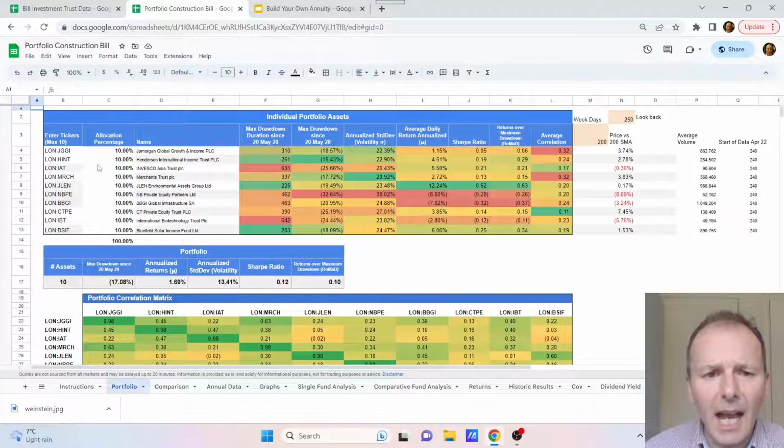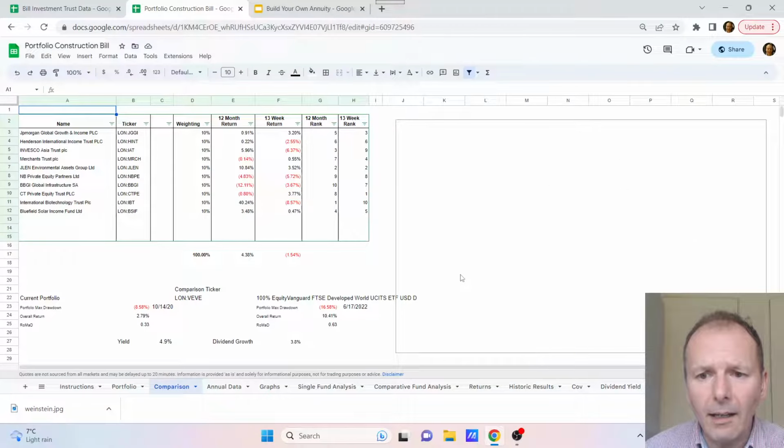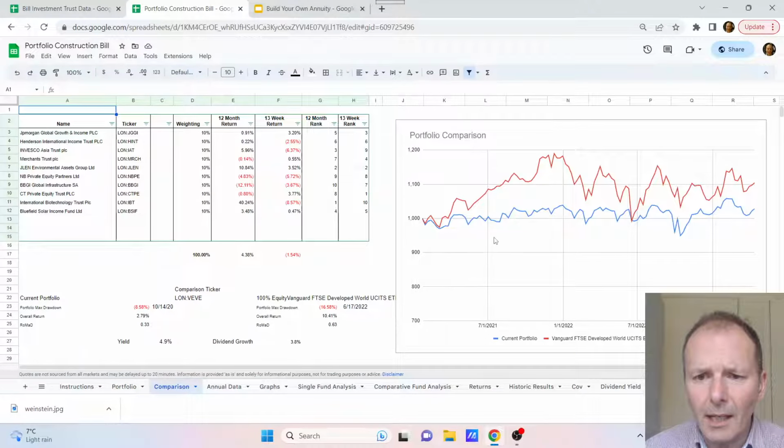So it's looking at 10 assets, looking at the correlations between them, because I want things that don't all move at the same time in the same way. And then it's also again looking at some of the returns, Sharpe ratios, returns over maximum drawdown. So I put all this in, build a portfolio from it, try and find some of the best ones that I like the look of, and then I can compare it against a global tracker.